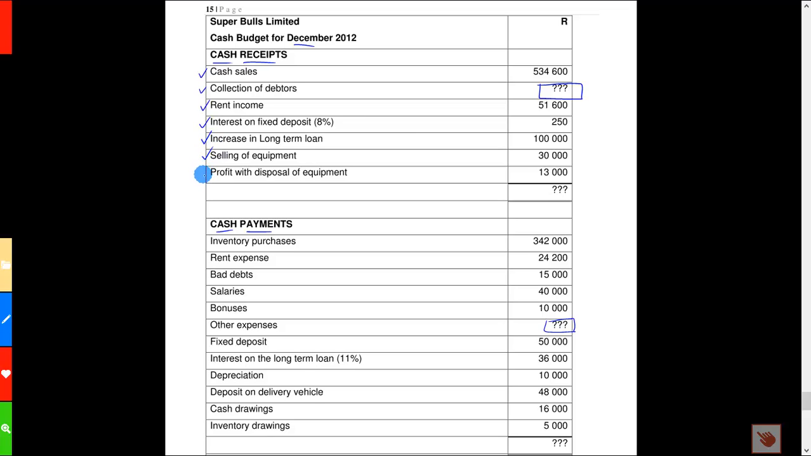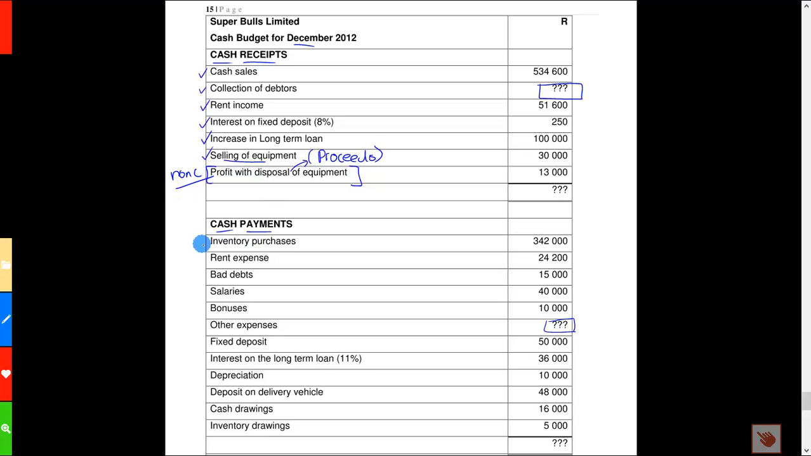The profit with the disposal of equipment, this is not a cash item. The cash item is this selling of the equipment, where we've got the proceeds. This profit will actually be included within the proceeds. So this is a non-cash item, so there's one.